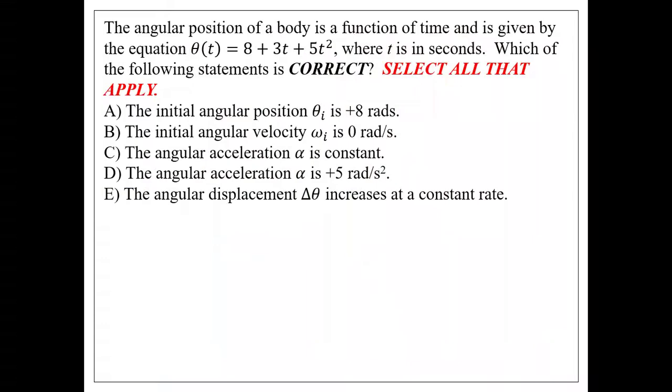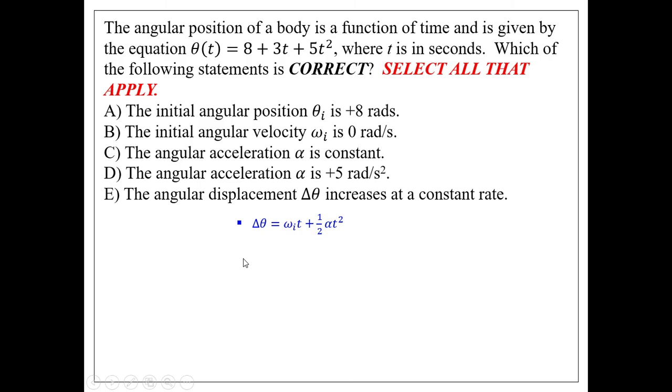So here in this particular video, I have a few rotational kinematics multiple choice questions for you to practice. So the first one is this one. You're given the angular position of 8 plus 3t plus 5t squared, and it wants you to identify which statement is correct. Okay. All right. So let's go ahead and do it.